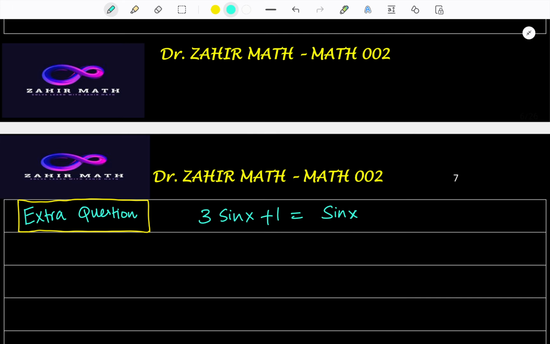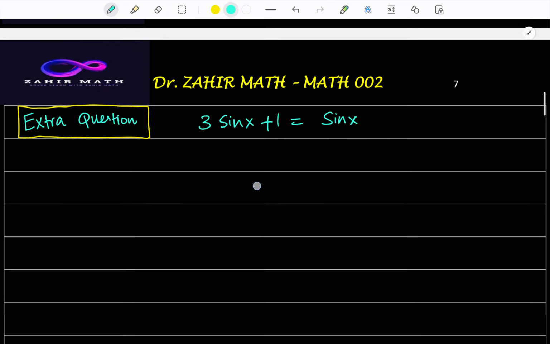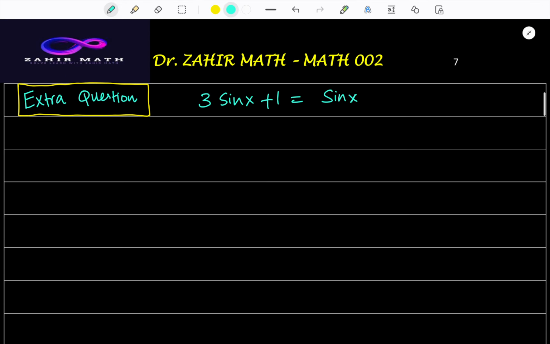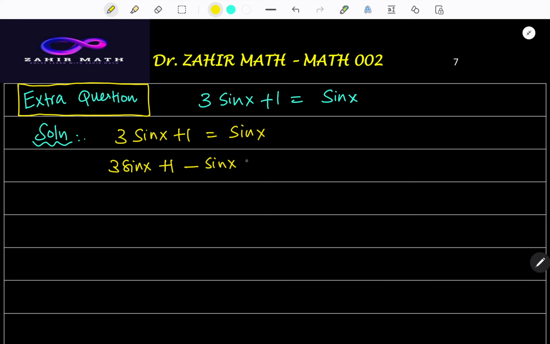Right, let's go to the next question. I'm going to do some extra questions because there is a little confusion with the 3 questions. So we'll do some extra questions to get some ideas, okay? So let's go to the solution. 3 sine x plus 1 equals sine x. So 3 sine x plus 1, I'll bring this minus sine x equal to 0, which will give you 2 sine x plus 1 equal to 0.